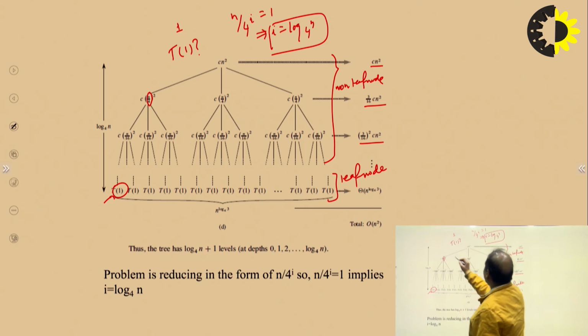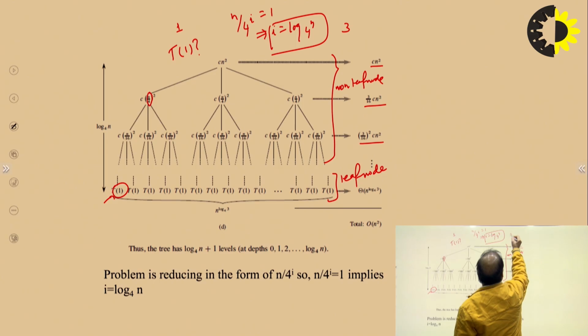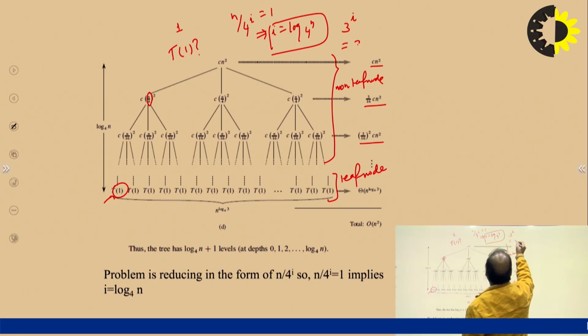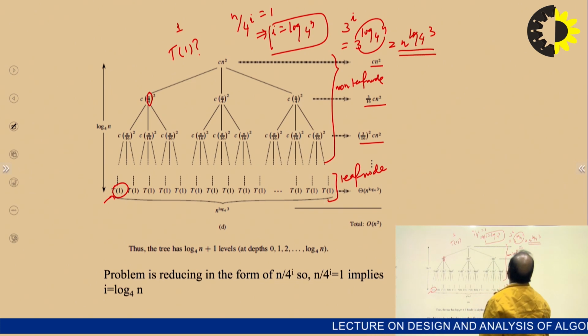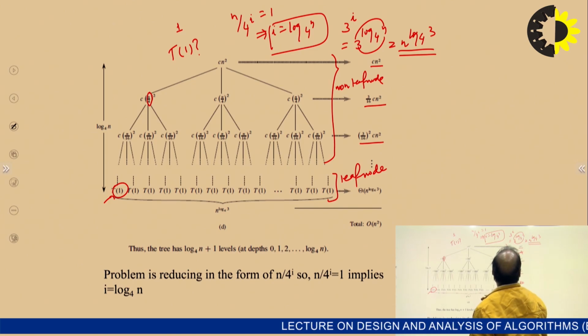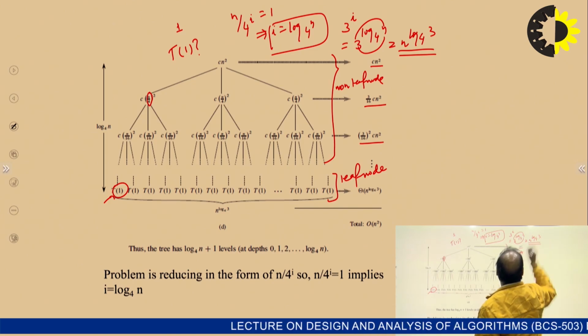So how many children does each have? This is dividing into 3^i. This is number 2. So 3^i with i as log n base 4 will come over here. So the number of children is n to the power log 3 base 4.